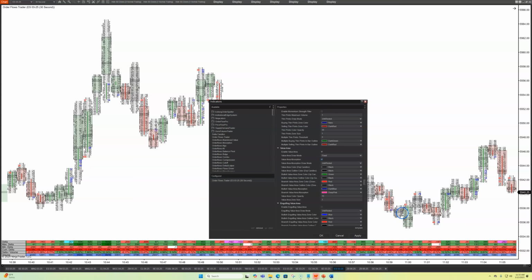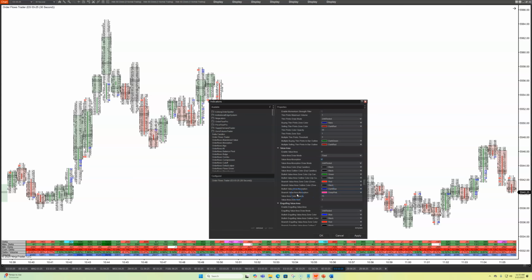So a regular bullish value area is going to be green, right? If the bar is green, the value area is going to be green. If it's a red bar, the value area is going to be colored red. However, with absorption, we're trying to make it a little bit different so it stands out a bit more. And so we've made the bullish value area absorption dark blue.